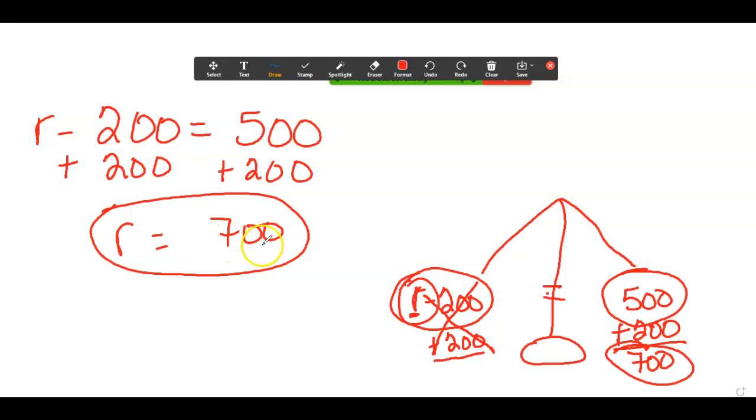Okay, and again, always check. So place the value that you found in place of the R up here and make sure that it makes sense. Is 700 minus 200 500? Absolutely, then that means that you got that correct.